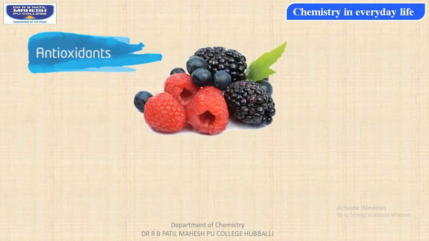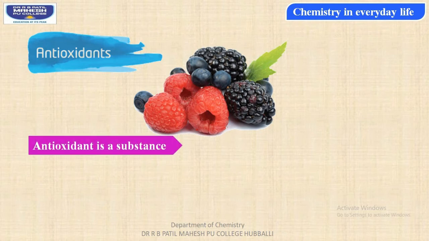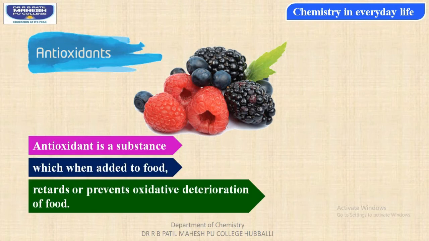Next, students, we shall study about antioxidants. Some of the fruits shown in the diagram contain antioxidant components. Now let us understand the meaning. An antioxidant is a substance which, when added to food, retards or even prevents oxidative deterioration of the food. Thus, students, if an antioxidant is present in the food item, then the food can be prevented from getting oxidized and decomposition of the food can be reduced.